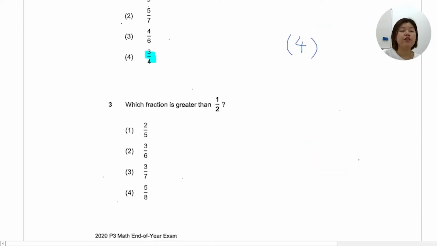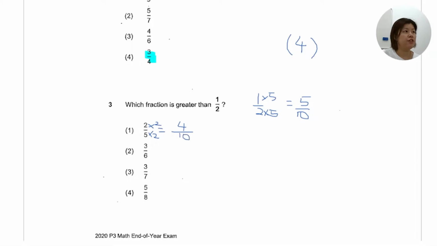Next, which fraction is greater than half? We have to compare one by one. So let's do the first one. Half and 2/5. So I change my denominator. Half is equal to 5 over 10, and for this one I times 2, it is 4 over 10. So it's smaller.